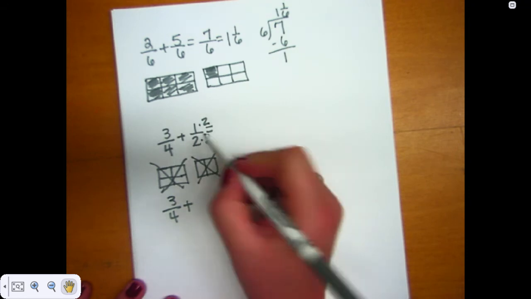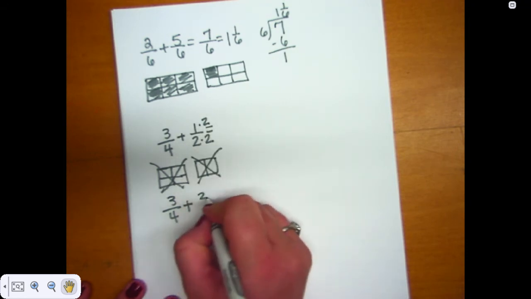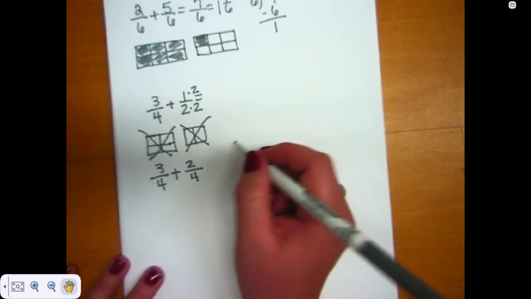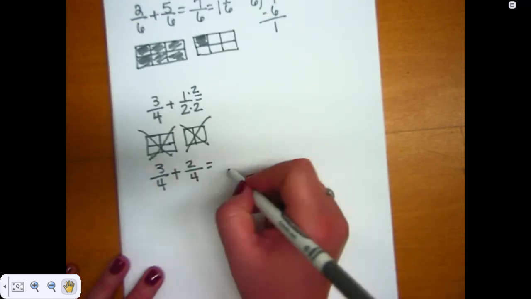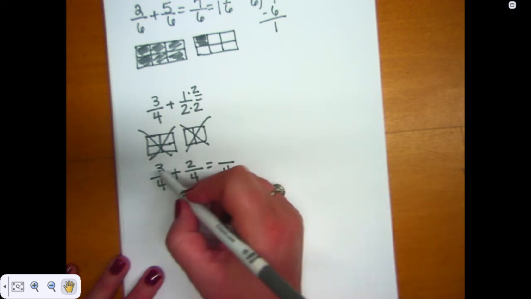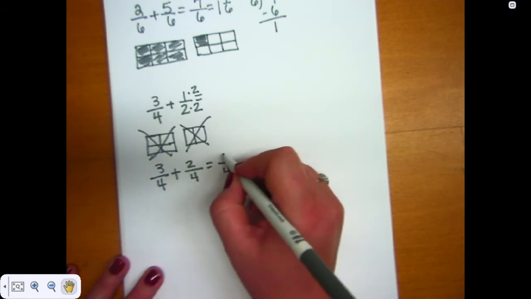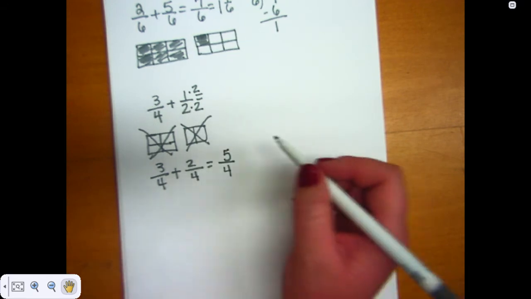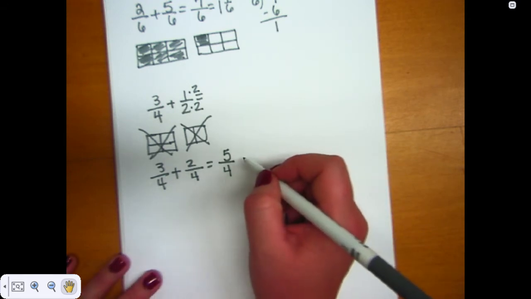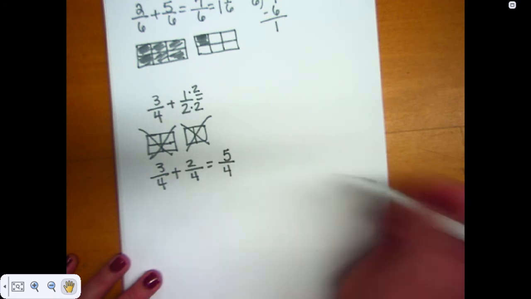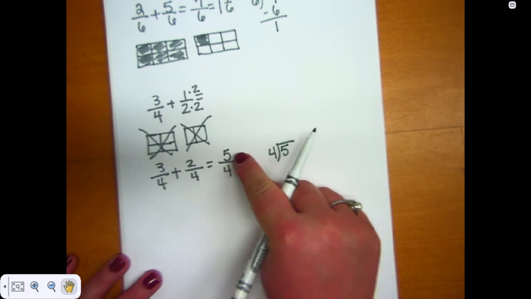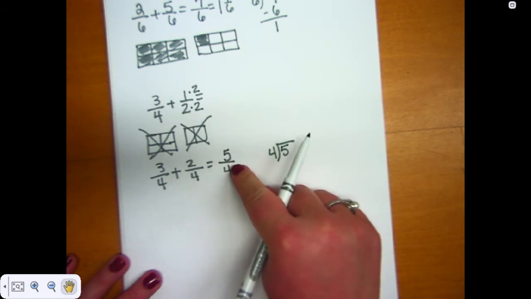3/4 plus 1 times 2 is 2, and 2 times 2 is 4. Now I can add these together. So my denominators are the same, so I bring my 4 over, and then I just add the numerators, and 3 plus 2 is 5. Now, I know that this is improper because I can't leave my bigger number on top. So I have to divide 5 by 4, because this also says 5 divided by 4.